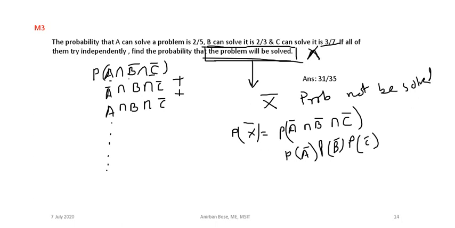So what will that be? That is very simple. A will not be able to solve the problem: that can happen in 3 by 5 ways. B will not be able to solve the problem: that can happen in 1 by 3 ways. And C will not be able to solve the problem: that can happen in 4 by 7 ways. So that is basically the probability of X complement. So what will be the probability of X, that the problem will be solved? Simply subtract this quantity from 1 and you will get the probability that the problem will be solved. Okay, so this will be the answer.